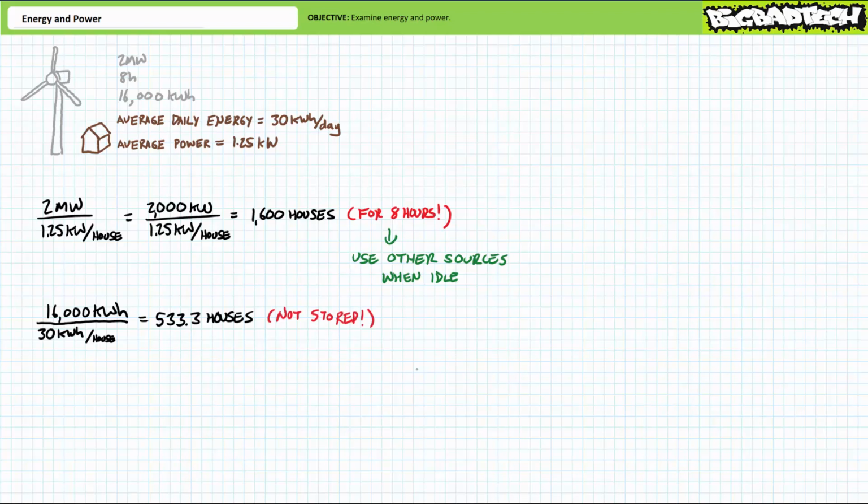Or does it? The problem again is matching the instantaneous power requirements of a house with the instantaneous power output of the turbine. The turbine produces way more power than the instantaneous needs of 533 houses for 8 hours, and then just goes dark when the wind stops. There's a workable solution to this problem too.